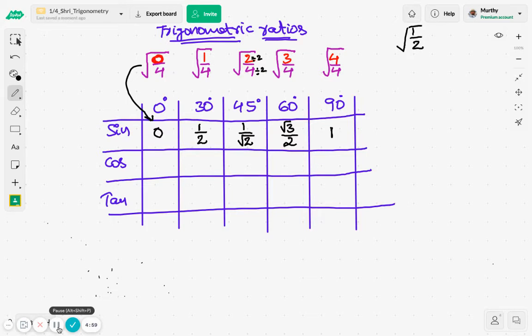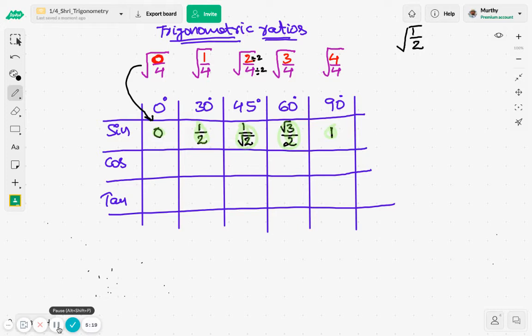Now, these are the values of sine. What is sine 0? That equals 0. What is sine 30? It is 1 over 2 or half. What is sine 45? 1 over root 2. What is sine 60? Root 3 over 2. What is sine 90? 1.